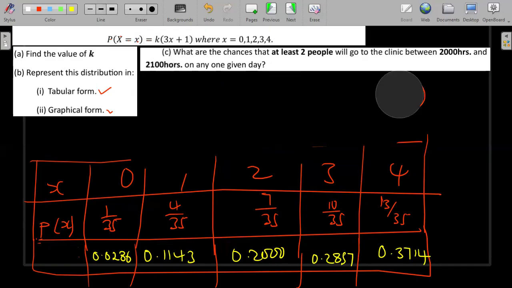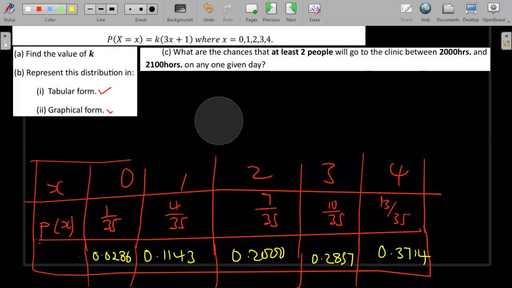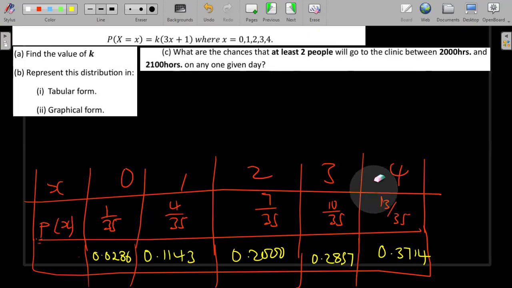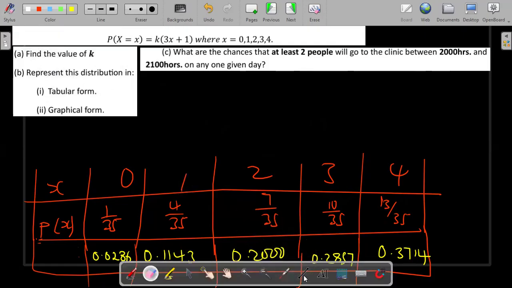For the graph, we're just going to draw the bar graph. The bar graph is going to be in this form. We need to keep this. Let me do this.